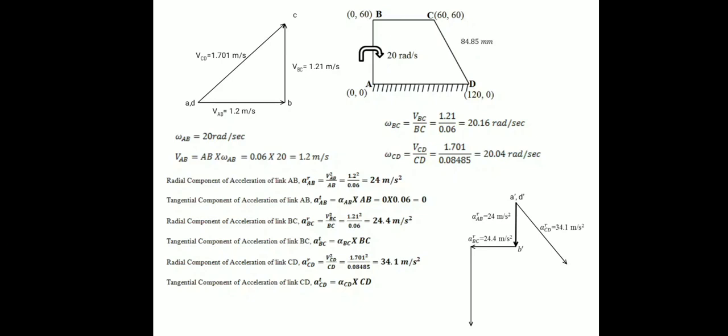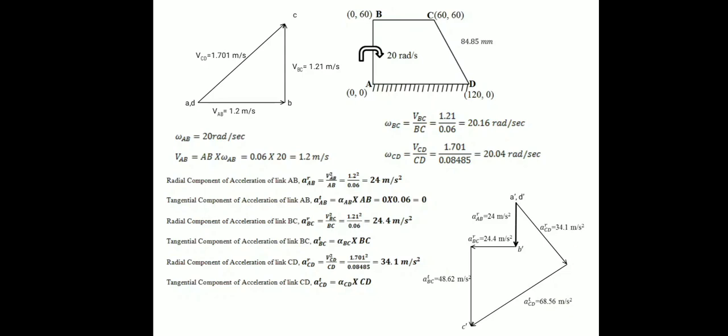Now we need to know the tangential component of the link CD, that is AT is equal to alpha CD into CD. Alpha CD is unknown, so we can draw a perpendicular diagonal that will intersect at a point known as C dash. So this will be the tangential component, and this will be the other tangential component. That can be measured using a scale, and we can find out that tangential component BC is equal to 48.62 and tangential component CD is equal to 68.56 meter per second square.